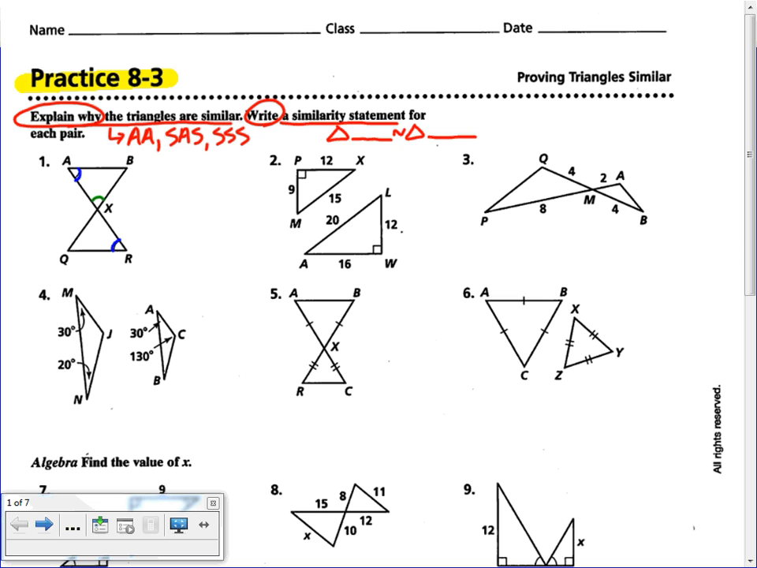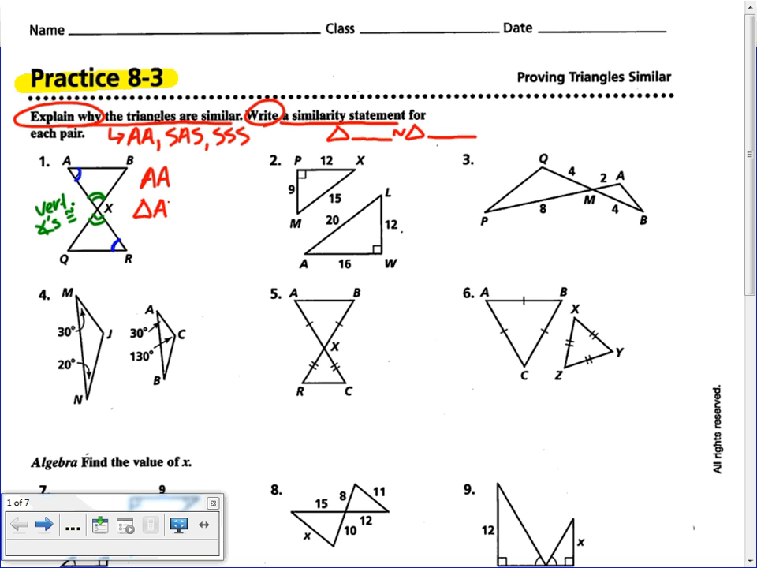Looking a little closer, I'm always on the lookout for vertical angles, because vertical angles are congruent. So I'm going to mark that in my diagram. And now I can see, yes, indeed, this is the AA similarity postulate.